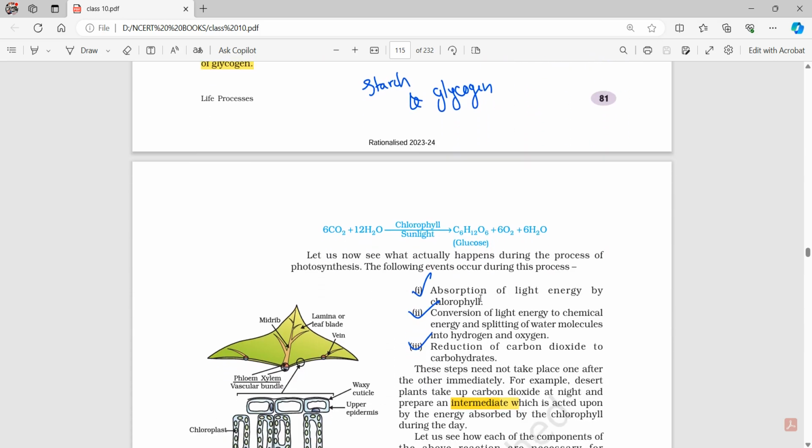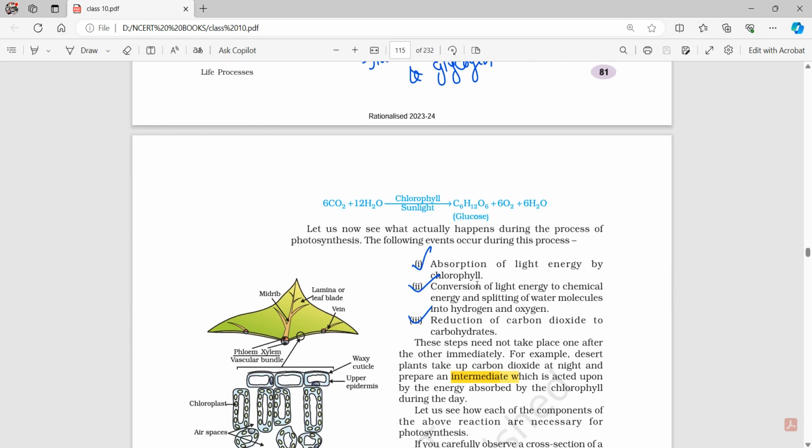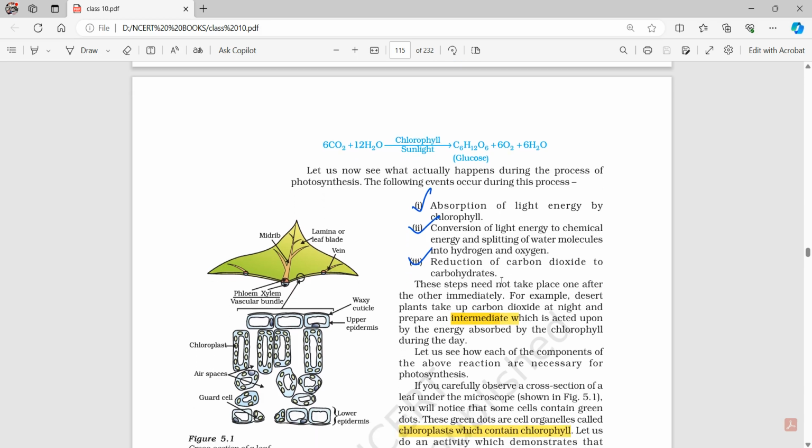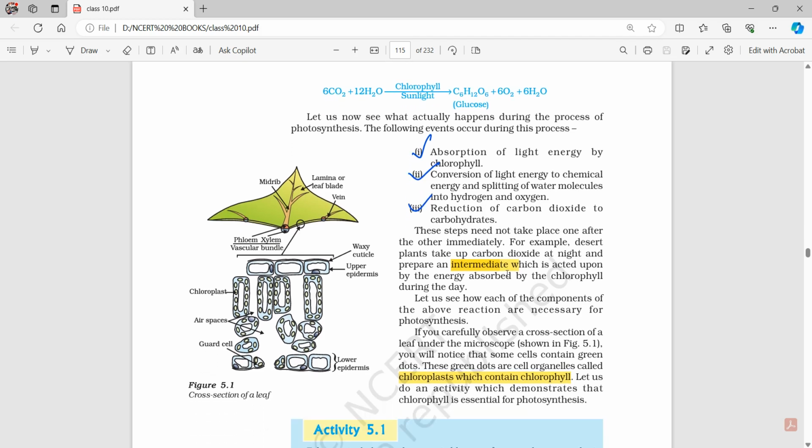Let us now see what actually happens during the process of photosynthesis. The following events occur during the process. First, absorption of light energy by chlorophyll. Second, conversion of light energy into chemical energy and splitting of water molecules into hydrogen and oxygen. Third, reduction of carbon dioxide into carbohydrates.